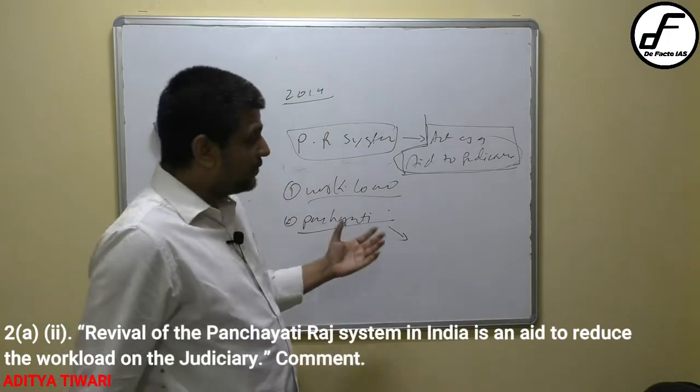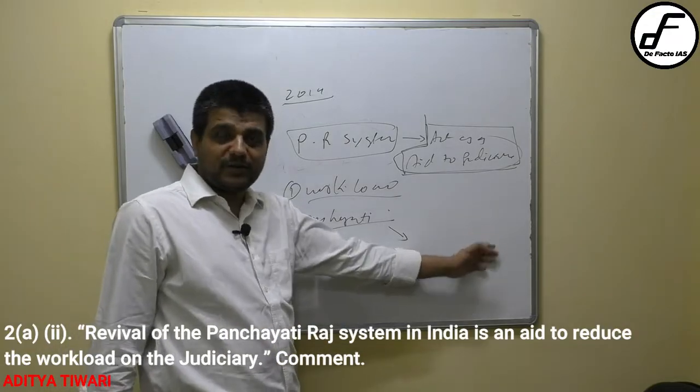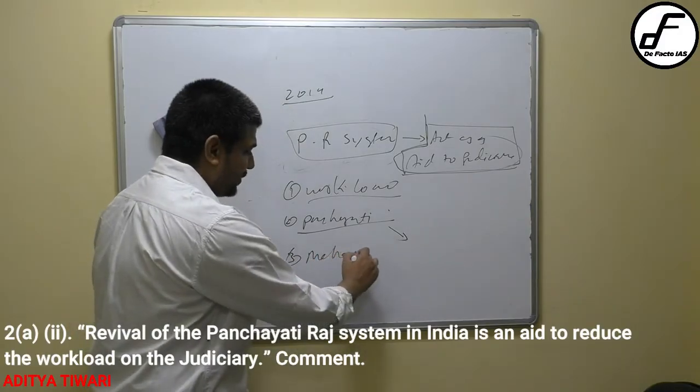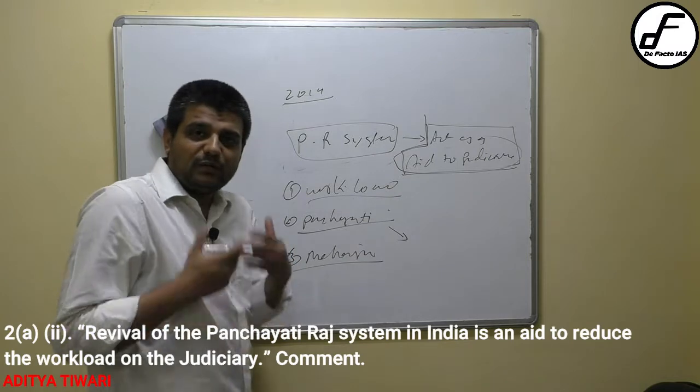Okay, then you will cite those three institutions that I talked about. And then you will cite how it will reduce the workload. Mechanism. So you will write how. In that, how will you write it?